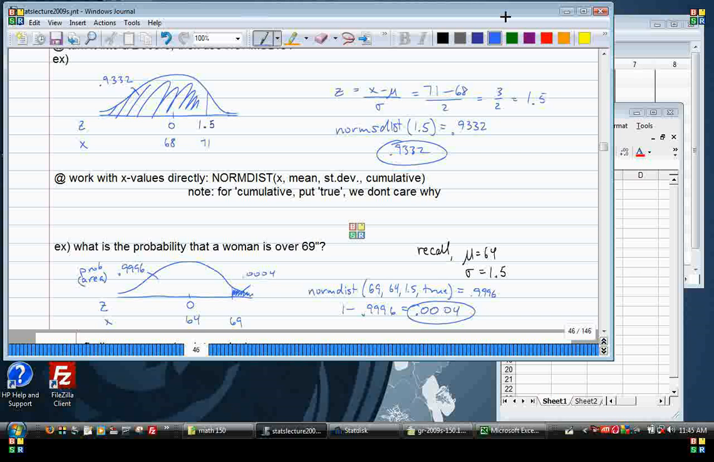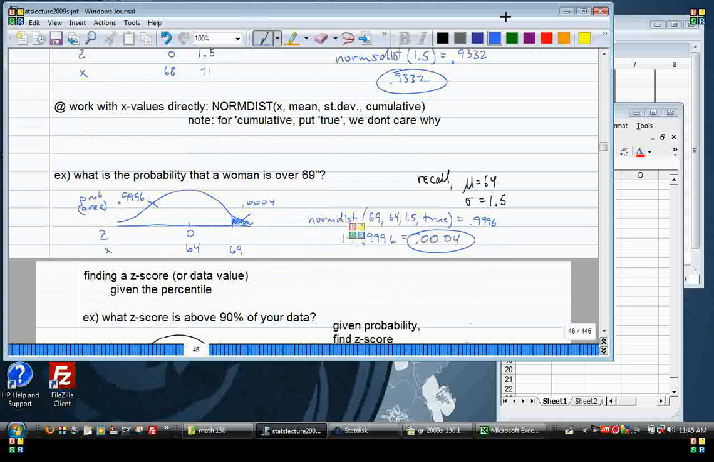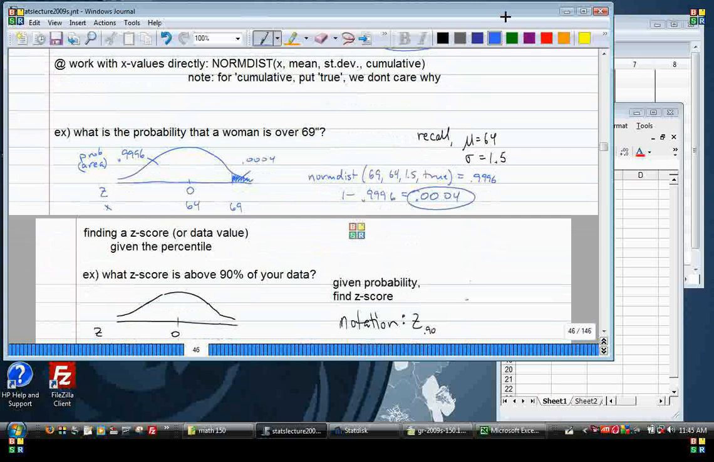Now, a couple things also. In addition to talking about probability, we could also call this the percentile. Now, very quickly, I want to explain why saying probability and percentile are kind of the same thing. What z-score is above 90% of your data? Well, what does that mean? I'll draw it on the picture, and maybe you can then tell me why this is the right picture for that question.